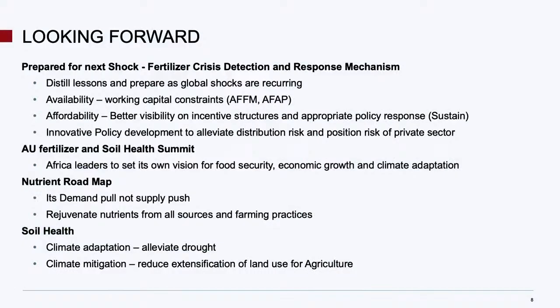How do we get more prepared? How do we understand what it is we need to do, who needs to be talking, and how do we get from it? A few things is the availability. We've seen high levels of working capital constraint at the distribution level especially. So if your fertilizer price increases by 3x, you need 3 times the amount of working capital that you needed previously. Balance sheets are already stretched.